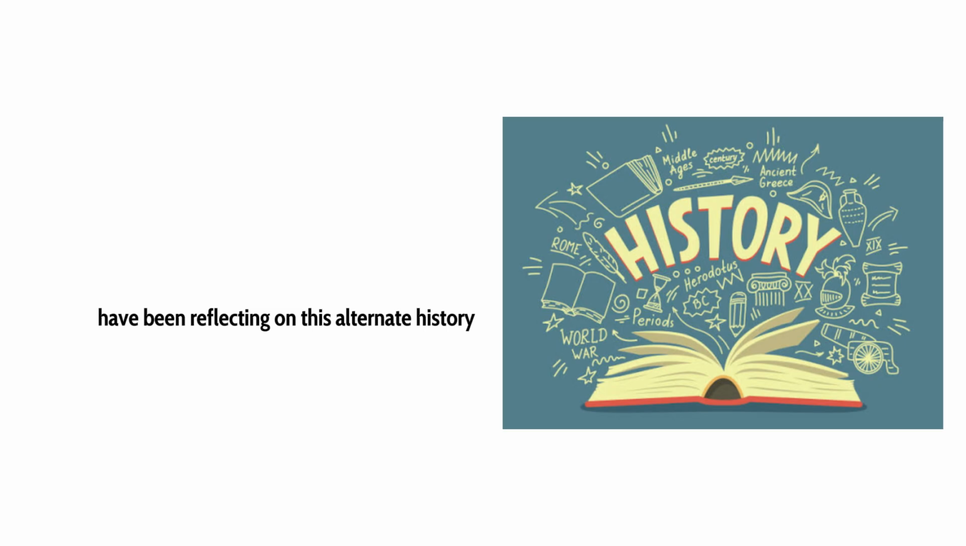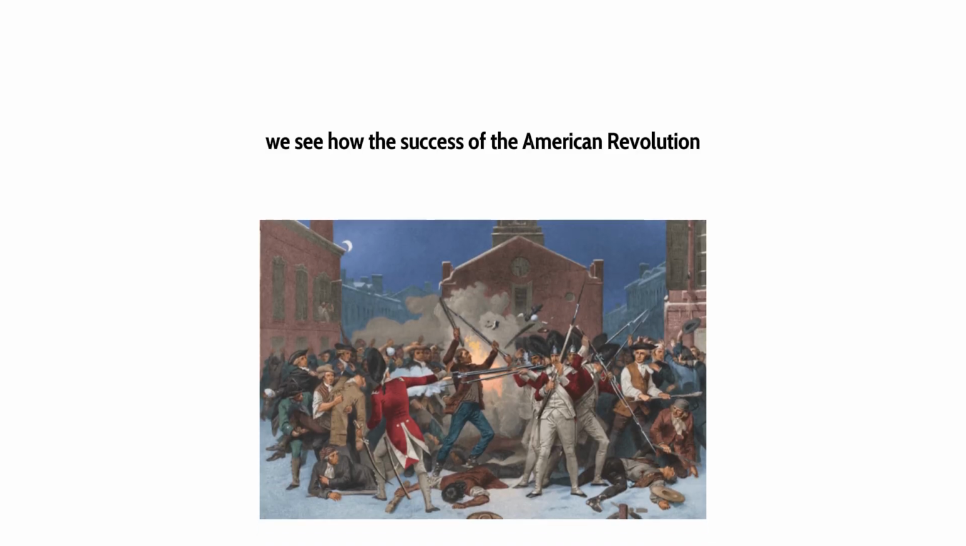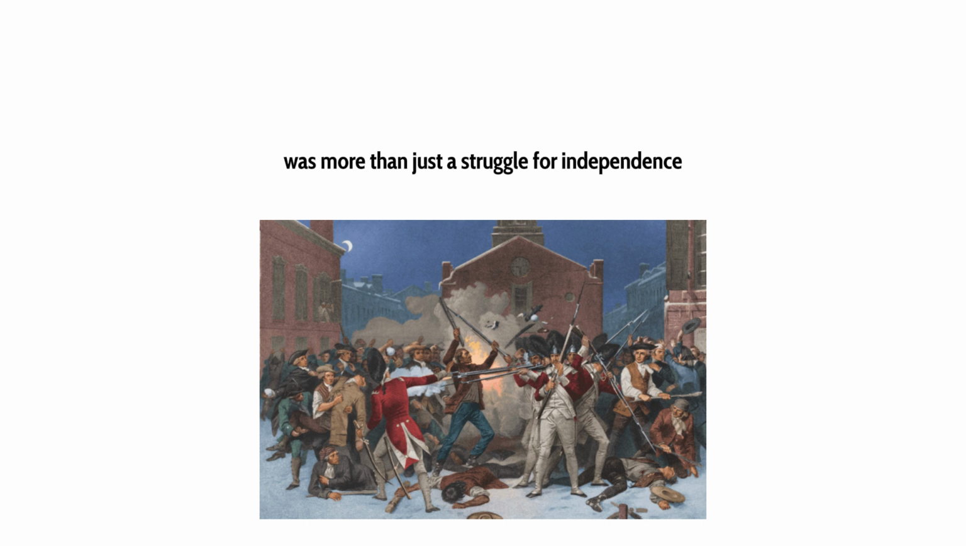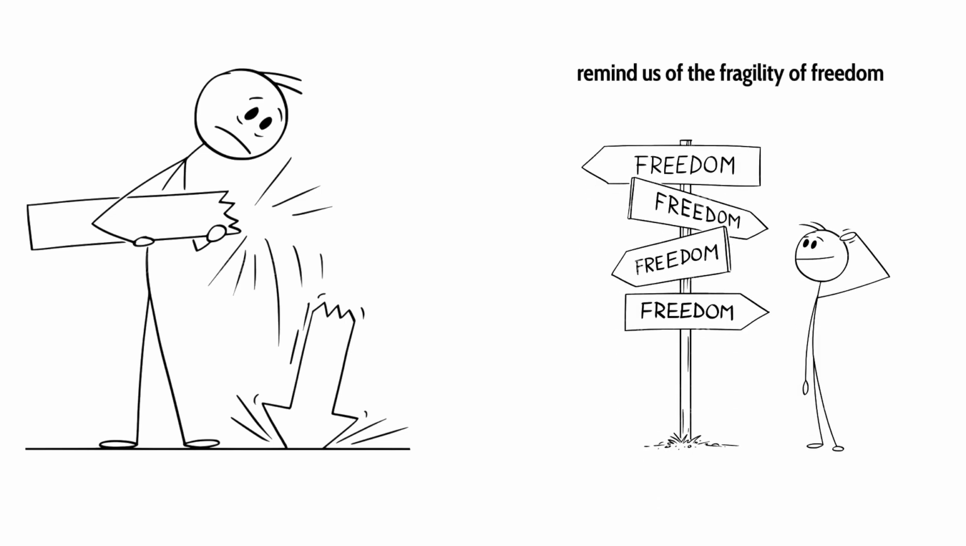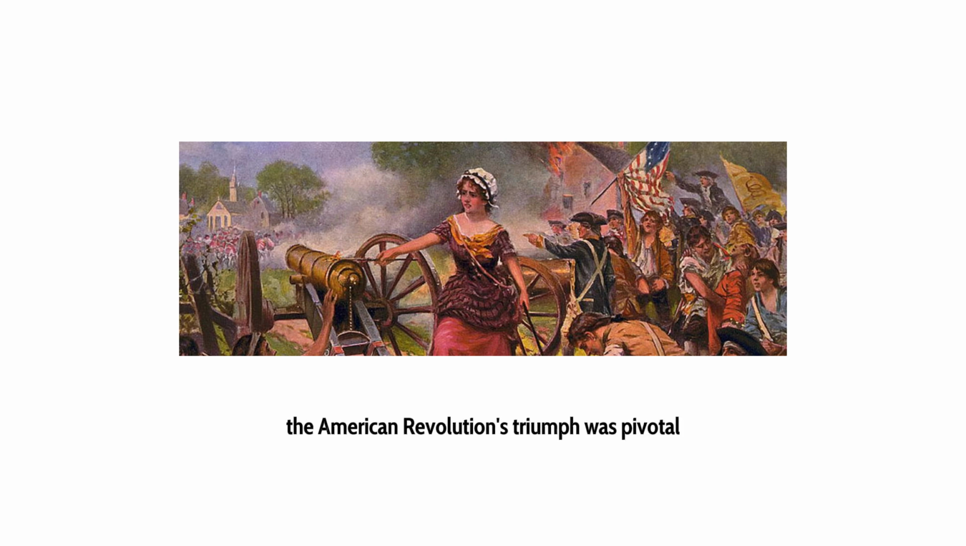Reflecting on this alternate history, we see how the success of the American Revolution was more than just a struggle for independence. It was the birth of a nation that would inspire countless others. The implications of its failure remind us of the fragility of freedom and the sacrifices made to secure it. In conclusion, the American Revolution's triumph was pivotal not just for the colonies, but for the world.